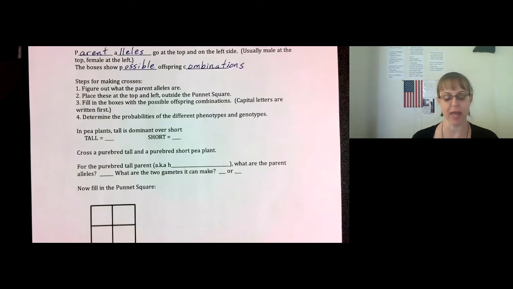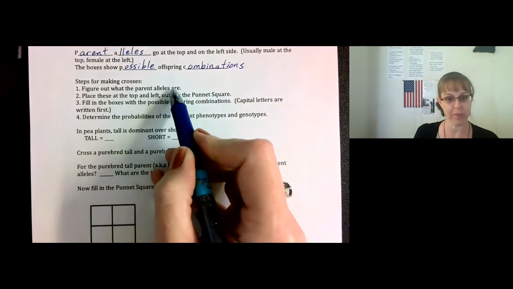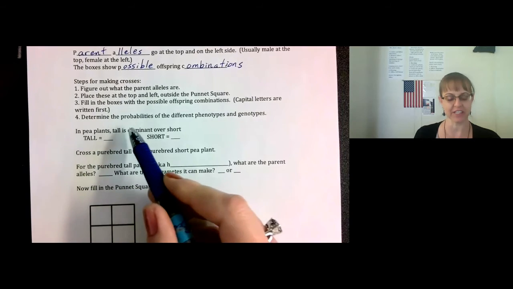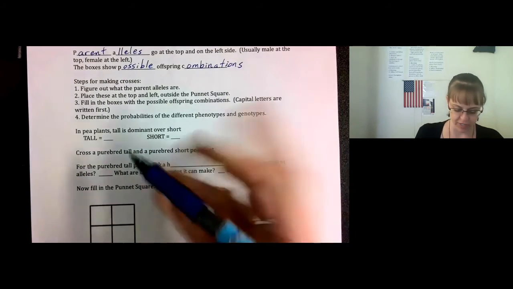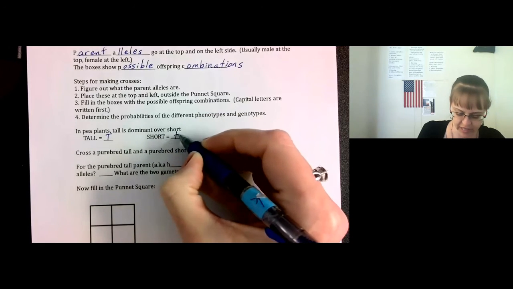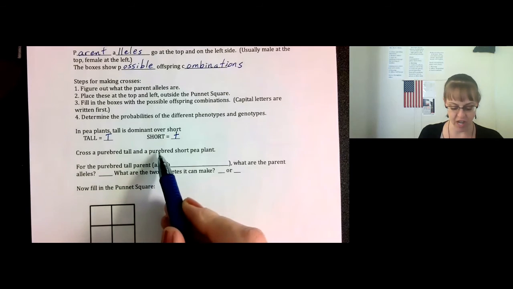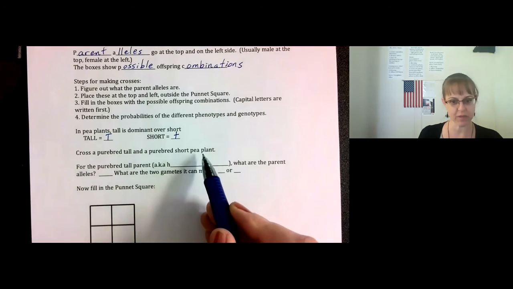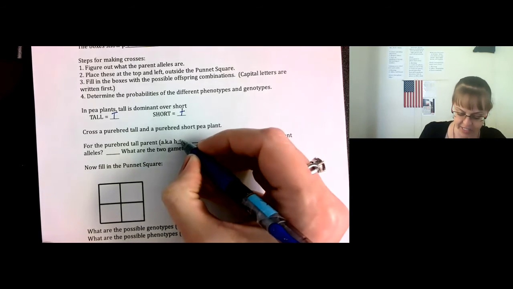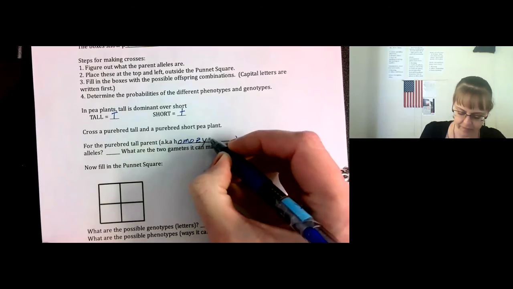Let's look at how to do a monohybrid cross. First of all, figure out what the parent alleles are. So in pea plants, tall is dominant over short. So tall is a capital T and short is a lowercase t. And we want to cross a purebred tall and a purebred short pea plant. So a purebred tall parent is homozygous. Remember, homo means the same.